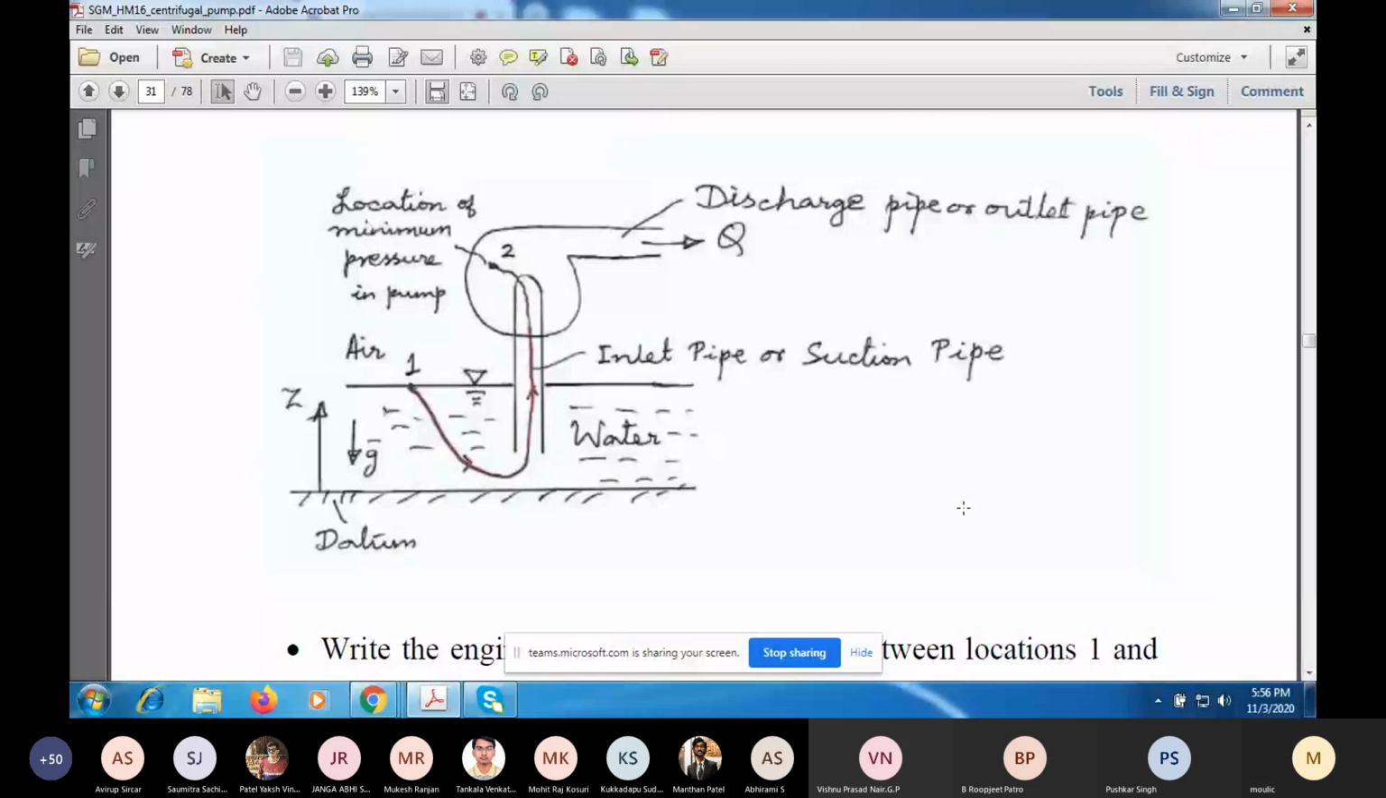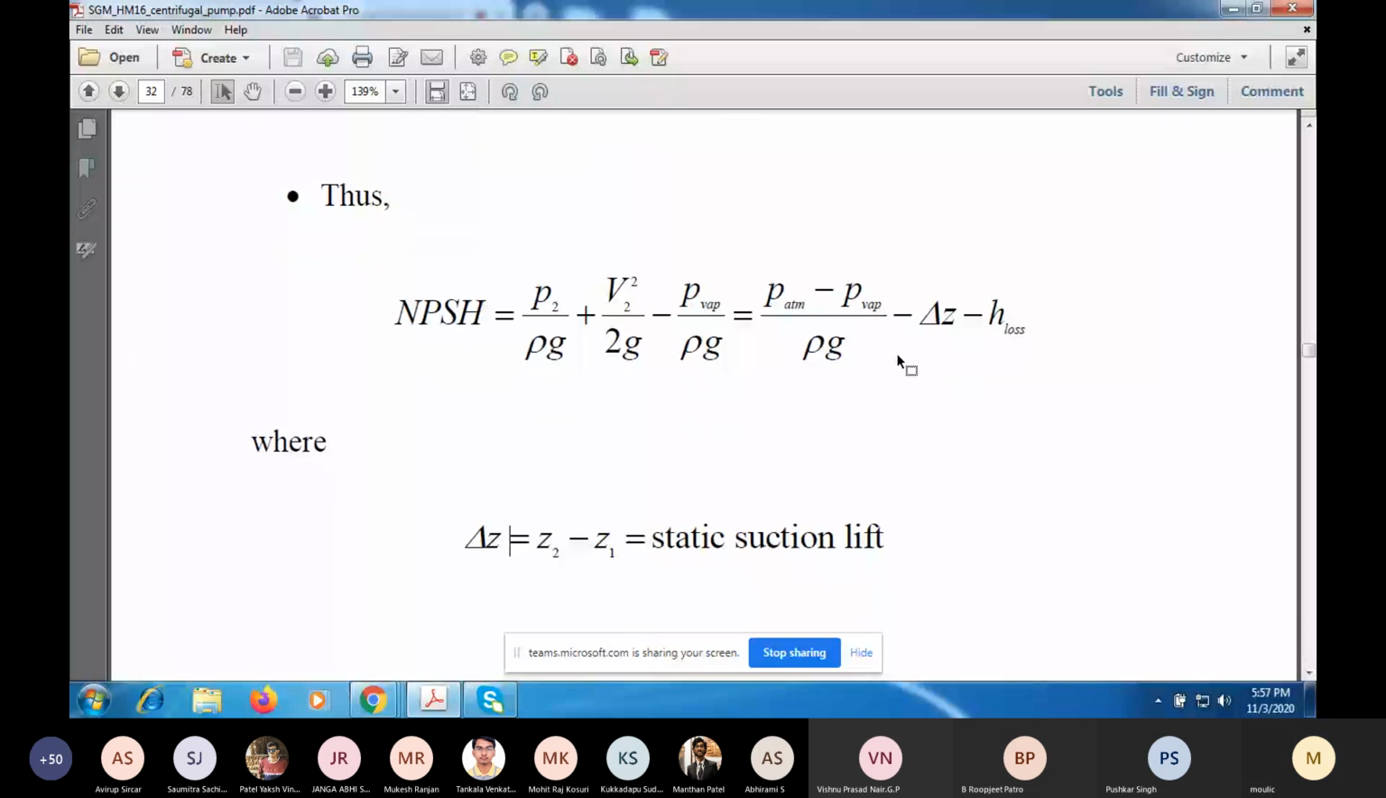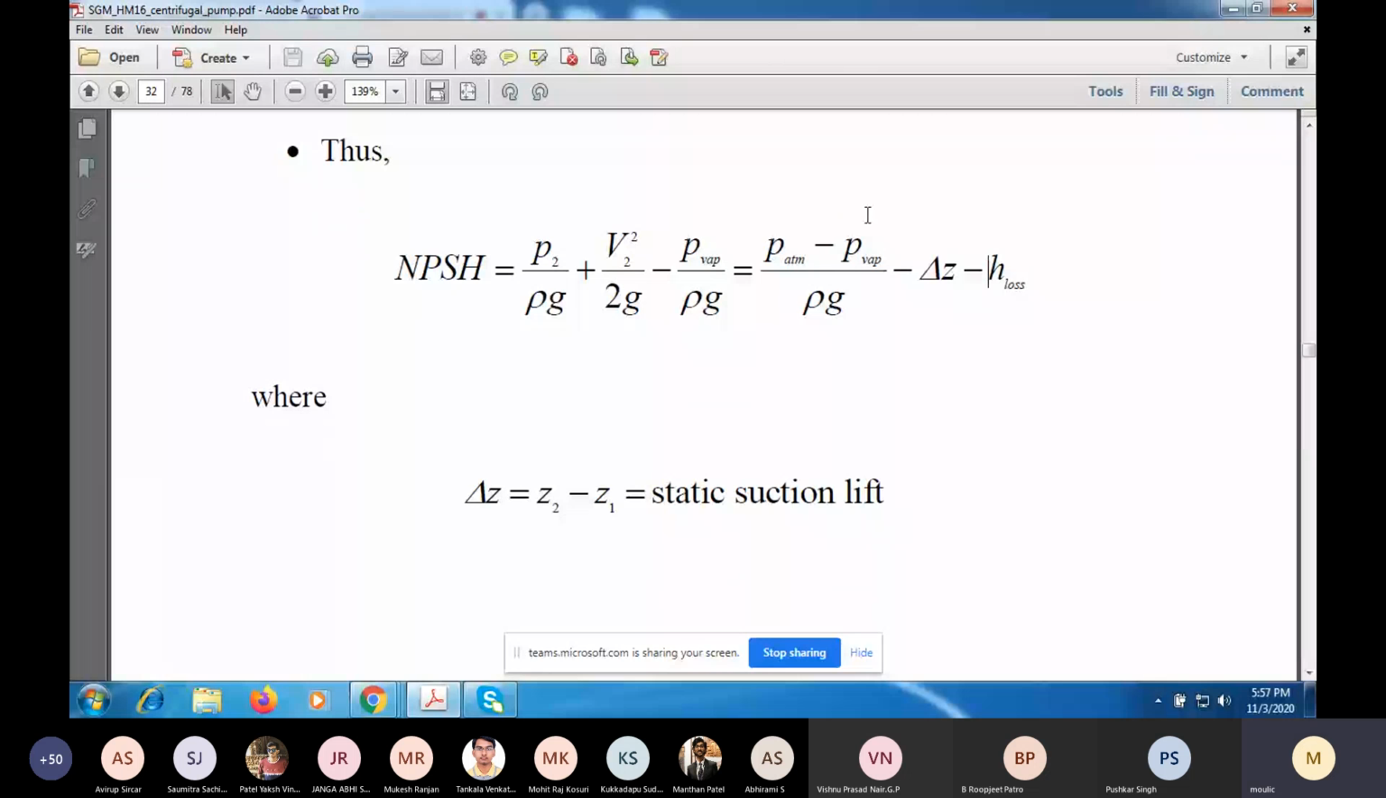Okay. The pump is above the surface of liquid in the sump. Delta Z could also be negative if the pump is submerged below the surface of water in the sump. Okay. So if delta Z is positive, on the right hand side here, you have a negative quantity, and the head loss also will be positive, so we have a minus sign here. So this whole quantity on the right hand side must be larger than some minimum value.